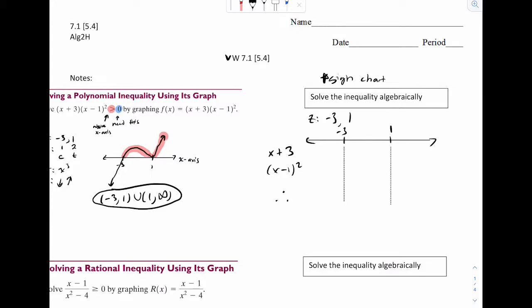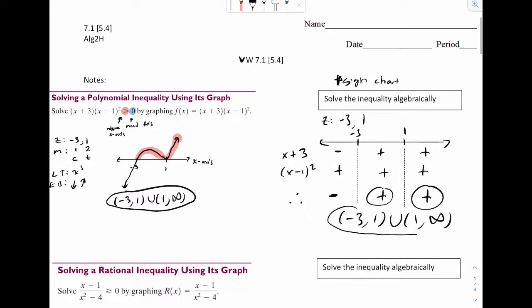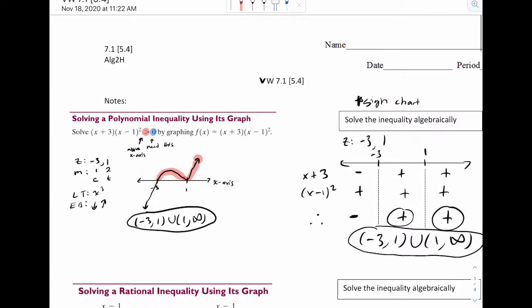And we're going to plug in numbers. Let's say I plug in a number less than -3, like -4. That's going to be negative, positive, therefore negative. Let's plug in a number in the middle, like 0. That's going to be positive, positive, positive. And plug in like 10 here. That's going to be positive, positive, positive. And look at that. We get the exact same answer, -3 to 1, union 1 to infinity. And really note how we're not including 1. That's because at 1 right here, we can see it's equal to 0, and this says strictly greater than 0.